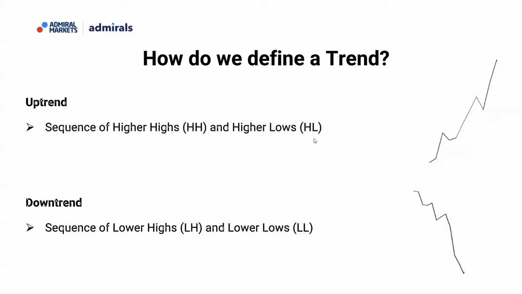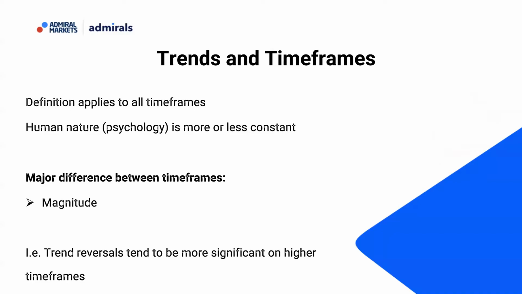All right, now we understand the definition of an uptrend and downtrend. How do we use this? Well, first of all, if we're looking at different time frames, what you're going to find is that this definition of trends applies to all time frames, whether you're a minute chartist, an hourly chartist or a monthly chartist. It doesn't matter. It will apply to all.